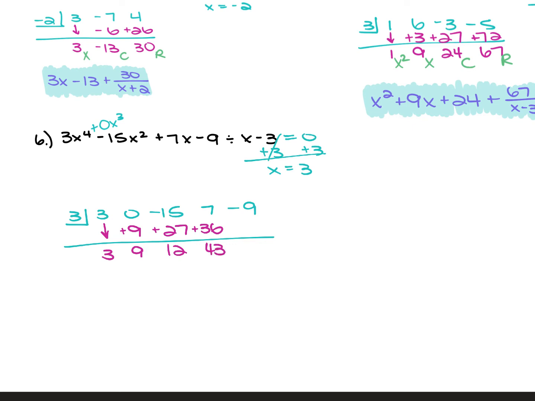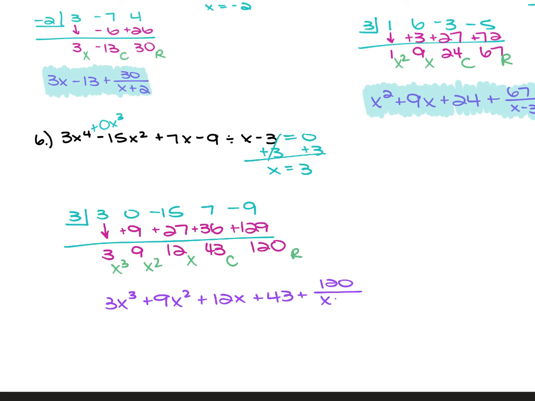Multiply that now with the 3, that's 129. Put it underneath the negative 9 and add them. That gives you 120. So your 120 is your remainder. The 43 is your constant. 12 gets an x. 9 gets an x squared. 3 gets an x cubed. So this is 3x cubed plus 9x squared plus 12x plus 43 plus 120 over x minus 3.